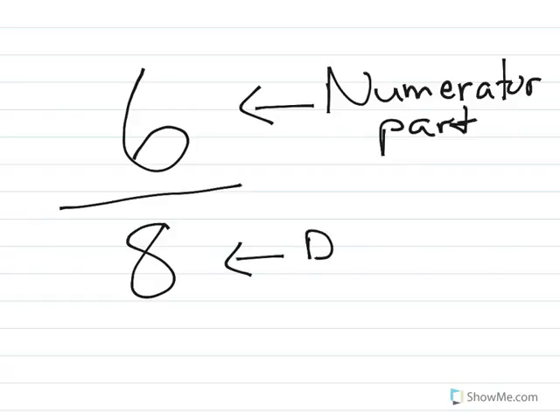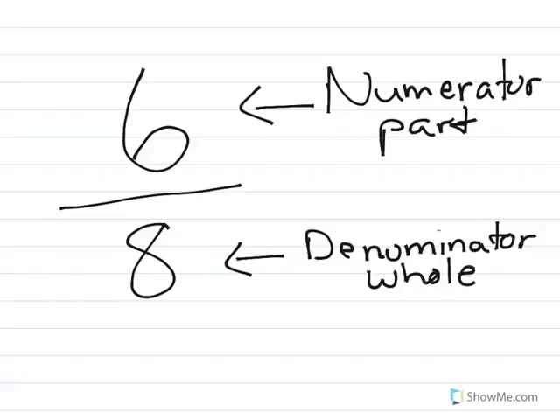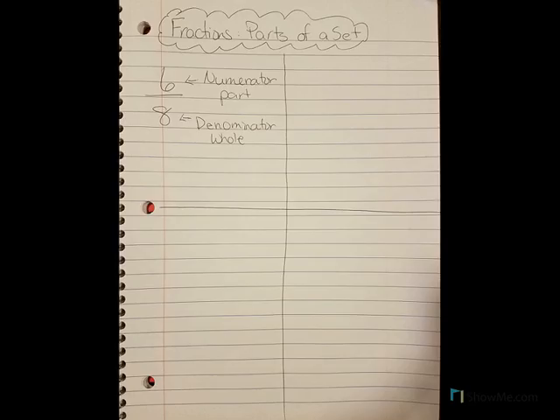The bottom number is called your denominator. This one represents the whole. How many total pieces are in the set or the whole that you're talking about? Okay, so your notes should look like this. Again, this was just a quick refresher on the vocabulary. Now we're going to work on this section here.